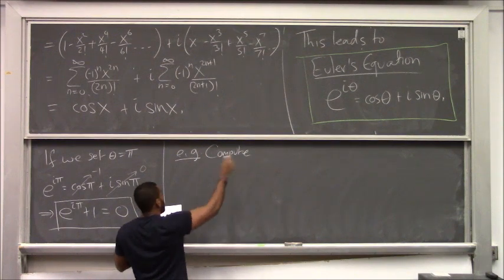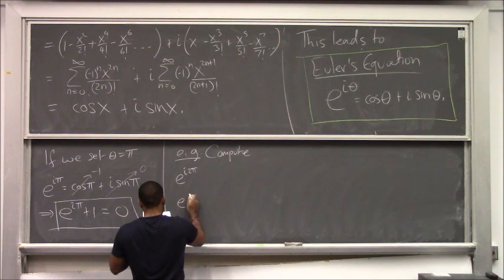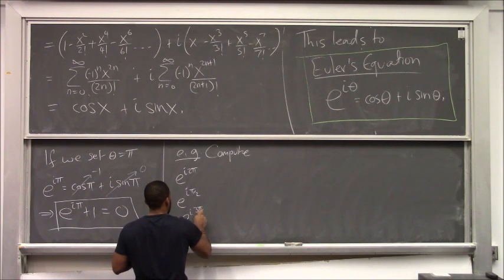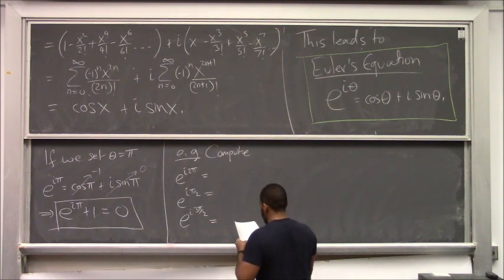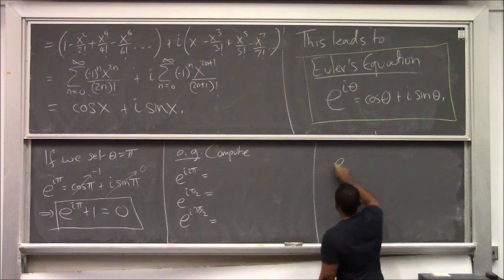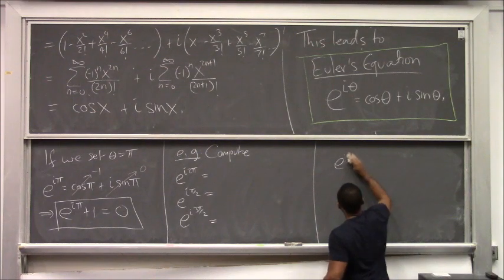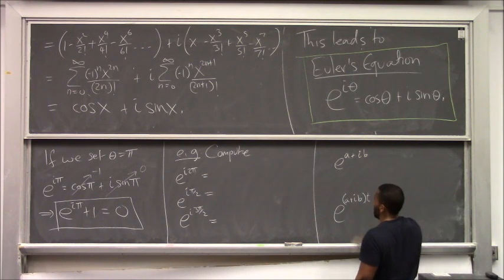So we already computed e to the i pi. Compute e to the i 2 pi, e to the i pi over 2, e to the i 3 pi over 2. And these are going to be important later when we get to chapter 4, believe it or not. Let's say also e to the (a plus ib), I put a sum in the power. Also, e to the (a plus ib) times a variable t.